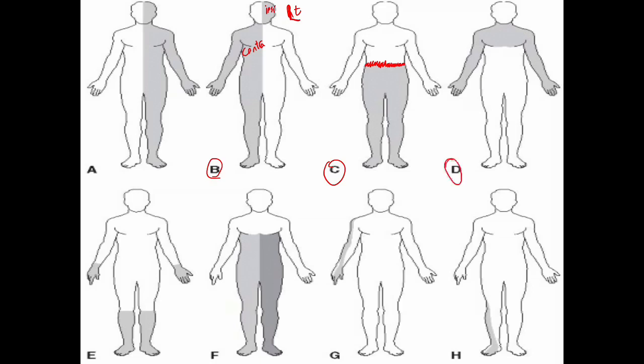Diagram D has a unique shape to it. It involves the hand, arms, forearms, and you can see also the shoulders and the chest on both sides being involved.